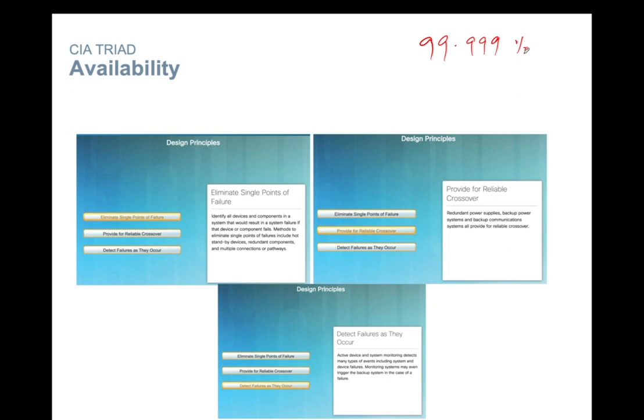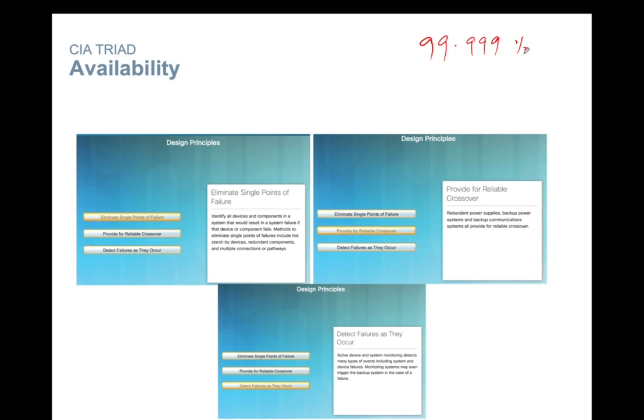So here you can see in this downtime, let us see this first. What is the first design principle? A high availability system includes design principles. The first one is, as we are saying, eliminate single point of failure.